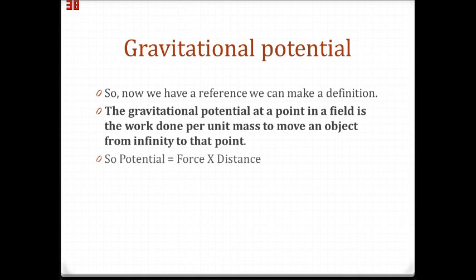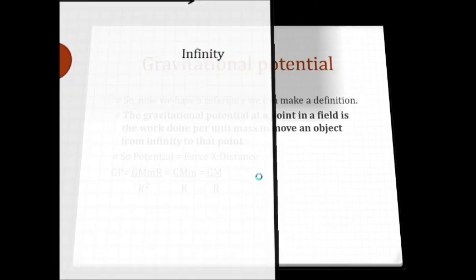Now, we already have an equation for force. That was GMm over r squared. So GMm over r squared multiplied by r, we end up simplifying it down to GM over r, because little m is equal to 1 again, because as I mentioned, this is the amount of work we have to do per unit mass, in other words per kilogram, to move something in. So we just use GM over r.